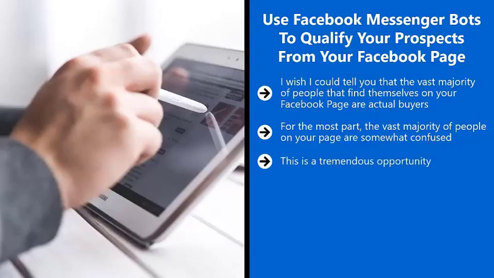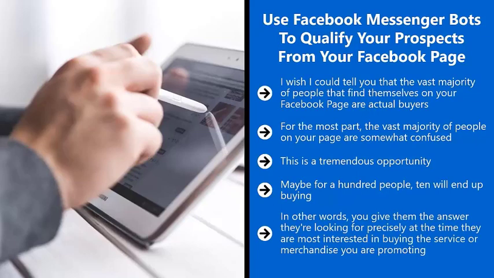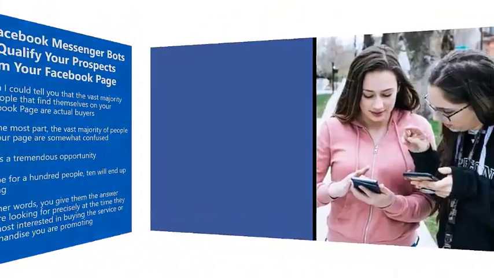This is a tremendous opportunity. There is some filtration process happening. Maybe for 100 people, 10 will end up buying. Still, those are 10 sales you would not have had if you did not have this sales filtration process in place. Using your Facebook Messenger bot to qualify your prospect by answering their questions, creating some sort of decision tree for your responses, and, if they are the right type of person with the right need at the right time, you can close the deal off Facebook Messenger itself. In other words, you give them the answer they're looking for precisely at the time they are most interested in buying the service or merchandise you are promoting.